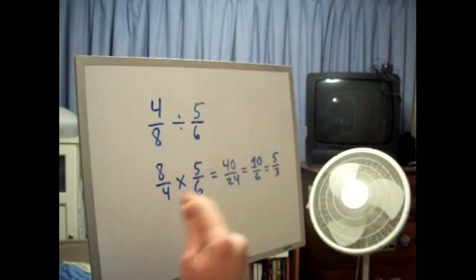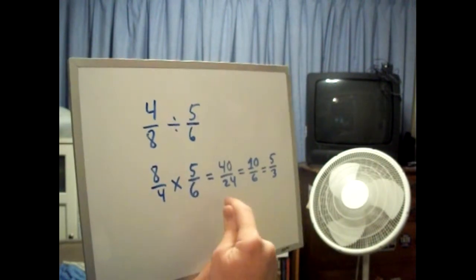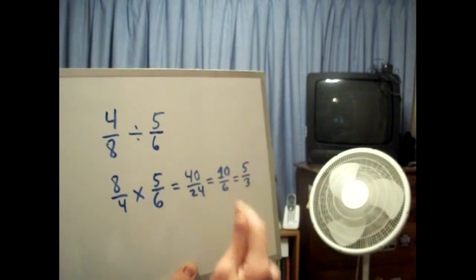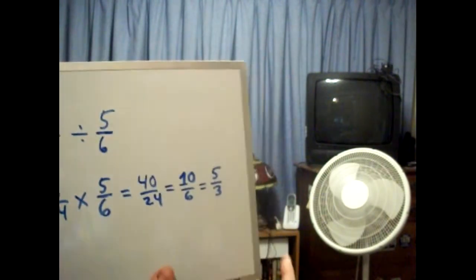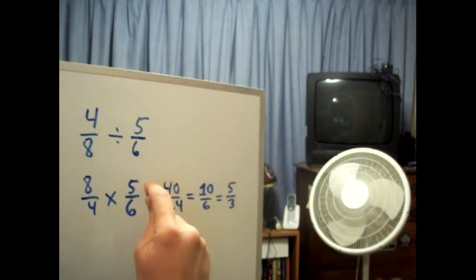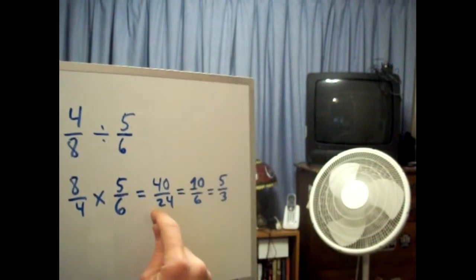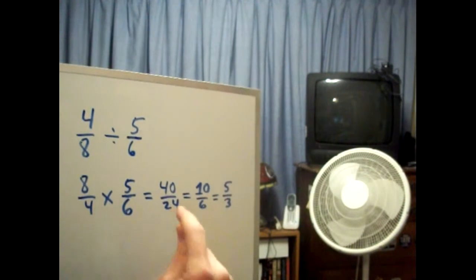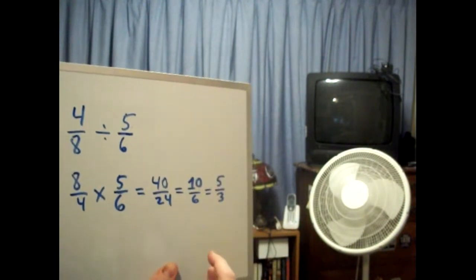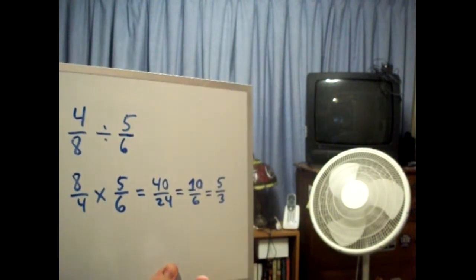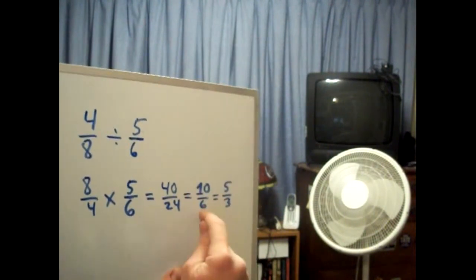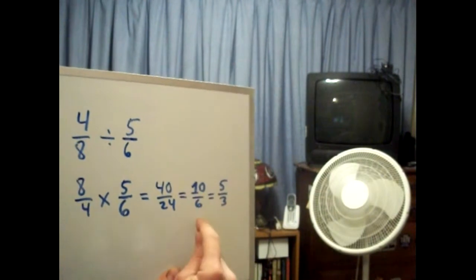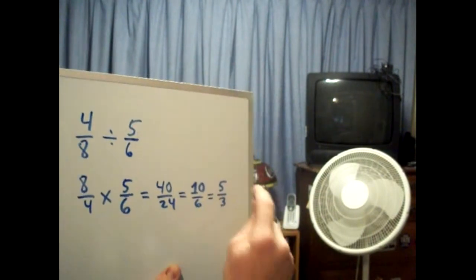Well, 8 times 5 is 40, and 6 times 4 is 24, so now you have 40/24ths. That doesn't tell you a whole heck of a lot. Now, what you can do here is divide the numerator and the denominator by the number 4. And when you do that, you get 10/6. But still, that doesn't tell you a whole heck of a lot. What can you do here? You can divide both the numerator and the denominator by 2. And if you do, you get 5/3.